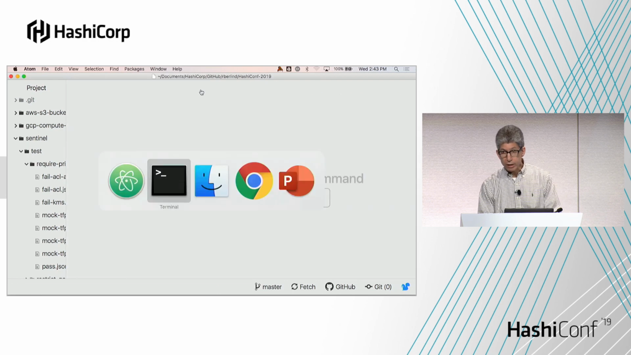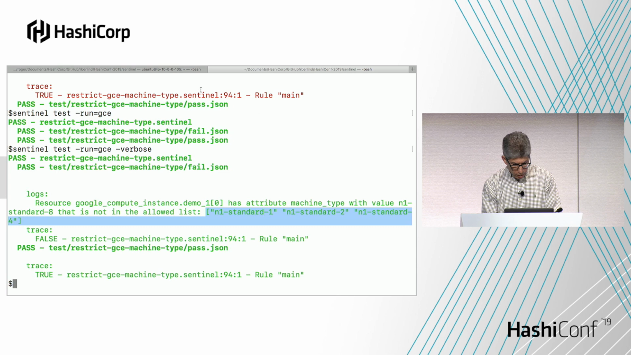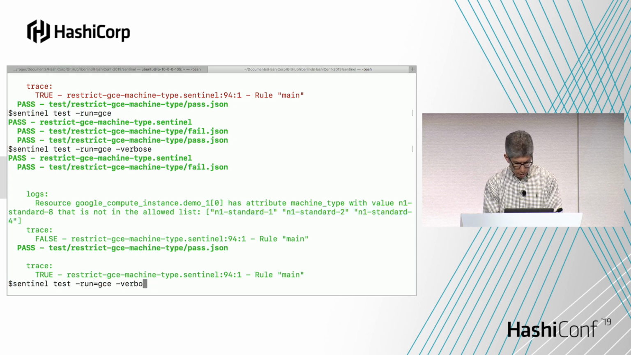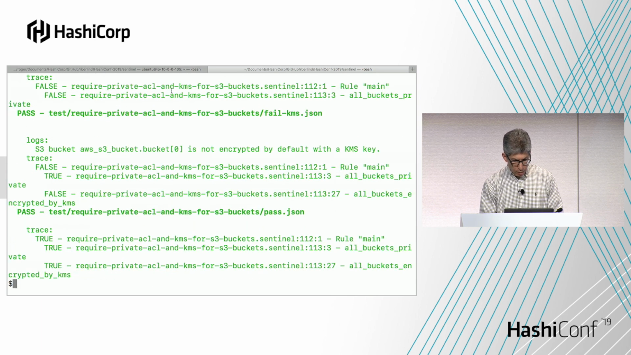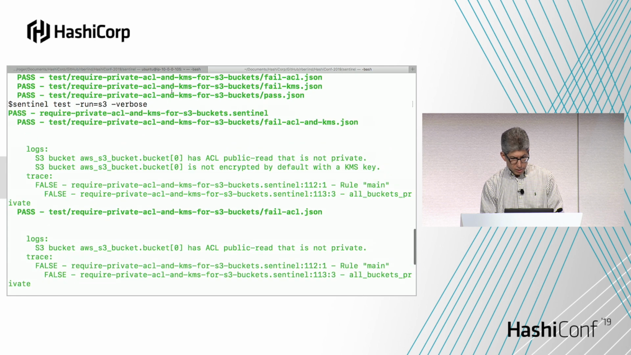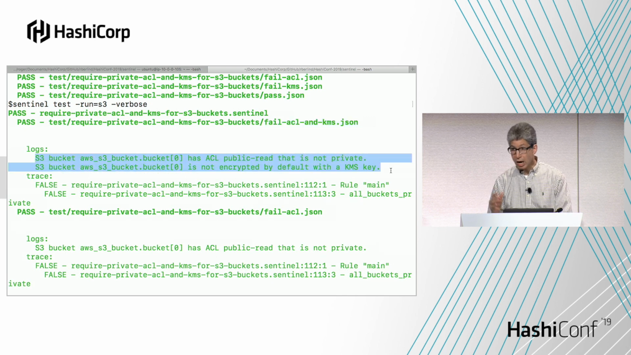When we go back to the terminal session, and go up here, go back a little, I can do S3, and we see all 4 of these test cases pass. If I add the verbose flag, now we get a whole bunch of messages. Specifically, for this first test case, fail ACL and KMS, it gives us the 2 error messages. It's saying that it's not private and it doesn't have a KMS key.